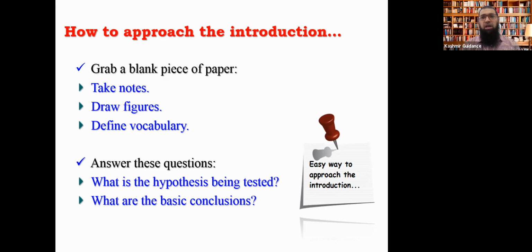Before you read the paper, you have to grab a blank piece of paper. So how do you actually read the paper? This is the procedure.